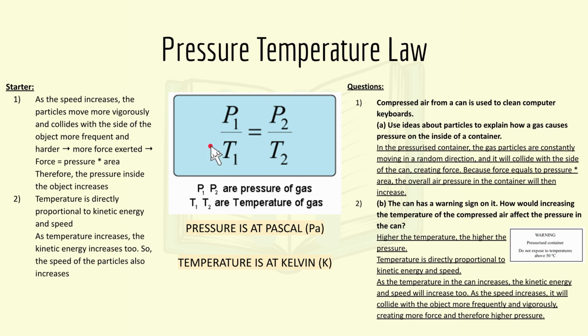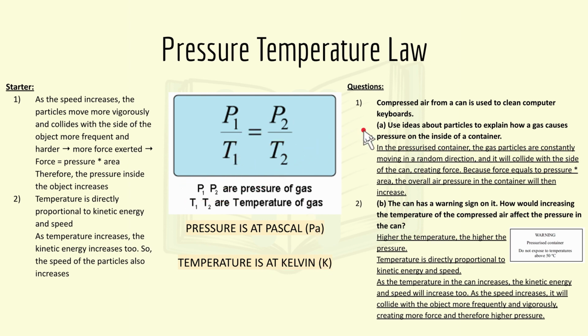And here's the pressure temperature law, which relates pressure and temperature. P1 and P2 are the pressures of the gas, and T1 and T2 are the temperatures of the gas, respectively. And pressure is in Pa, pascals, and temperature is in Kelvin. Want to note Kelvin over here. Kelvin.